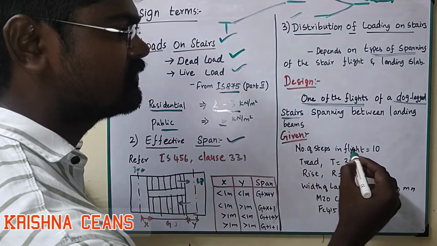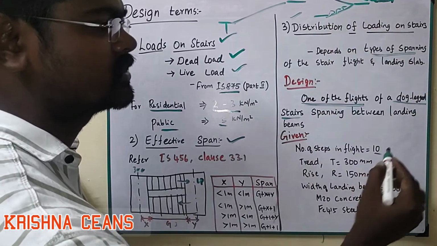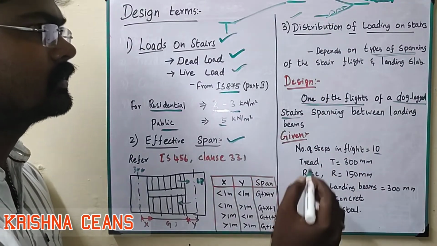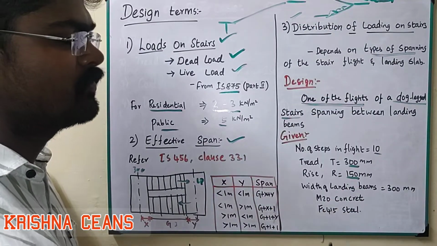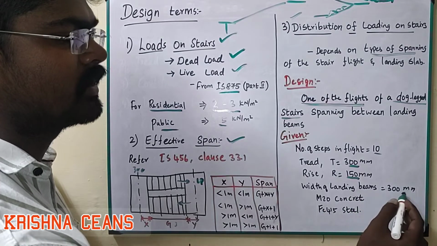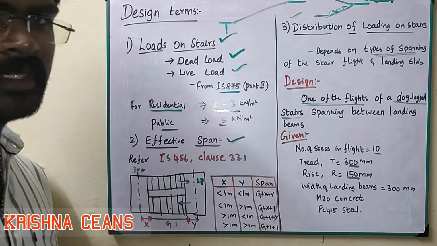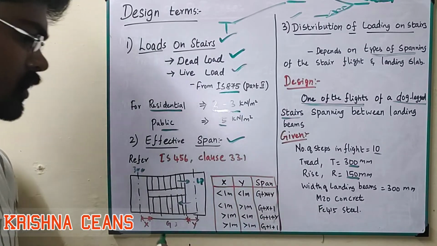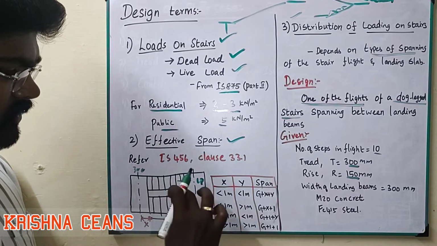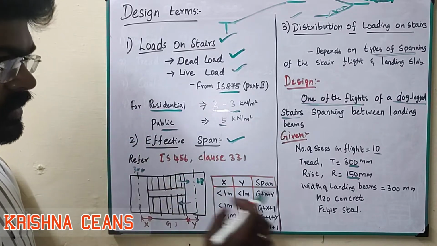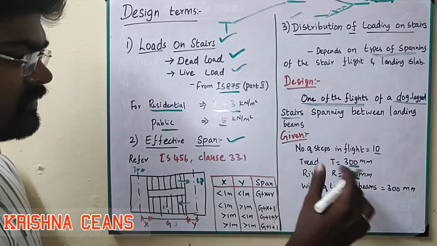The number of steps in the flight is 10. So 10 steps. For the tread distance is 300 mm, rise is 150 mm, width of landing beams equal to 300 mm. What is the material we are using? Grade of concrete is M20, steel is HYSD bar steel Fe415. So consider this is the dog-legged staircase. Here we are designing only one flight. This one flight has number of steps 10, and each step has a tread of 300 mm.